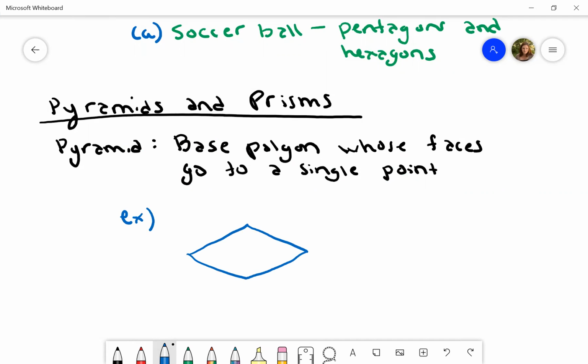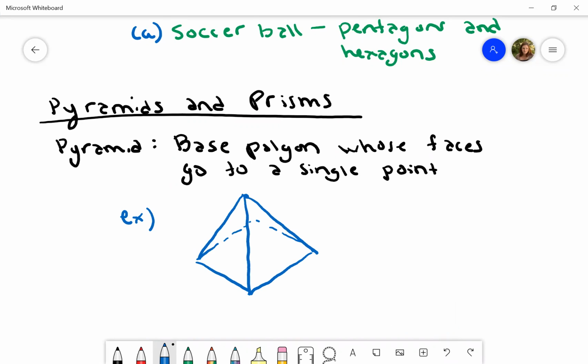I'm going to have to do a better job than what I just did there. I'm sorry. I'm going to have to dash the back lines. And then the front lines will be solid. Okay, and then they have a single point up here that they all connect to. All the faces connect to. Dashed line there. Okay, there you go. That is a pyramid where they've got that single point at the top. All right. And it's typical to describe the pyramid based on the polygon that makes up the base. So this base right down here, that would be called a square pyramid.